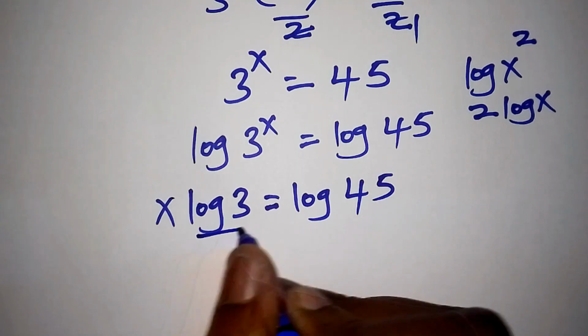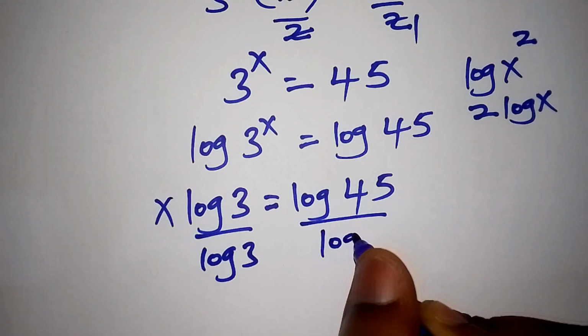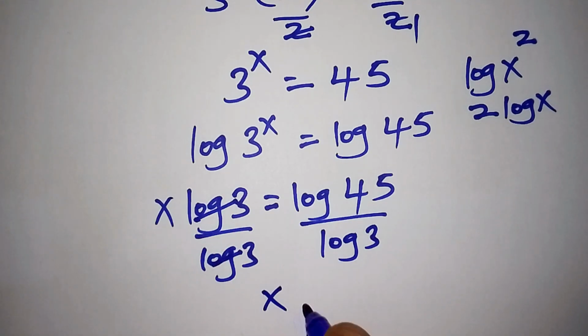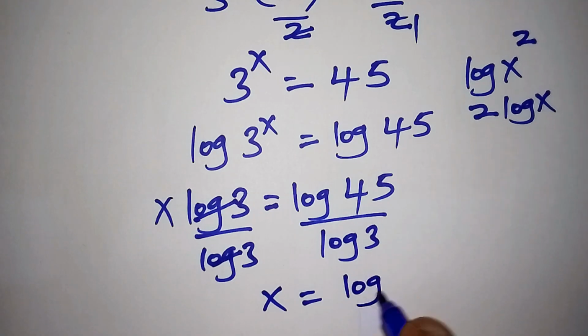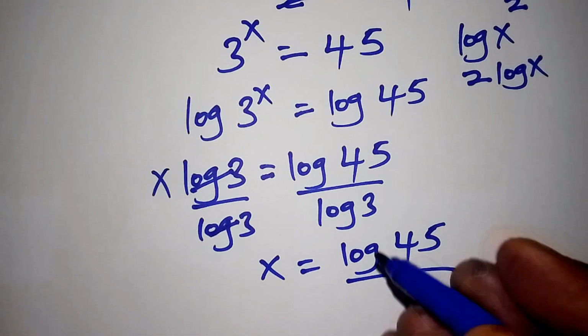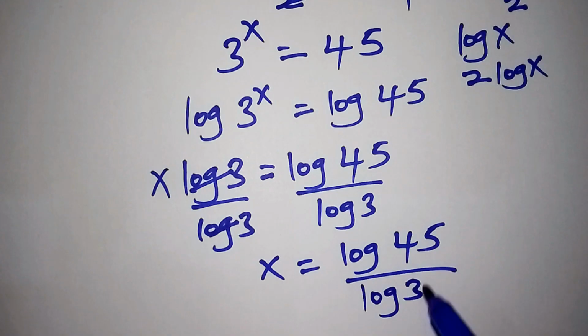Now we shall divide both sides by the log of 3, so that log 3 and log 3 cancel. Now our value for x is equal to the log of 45 all over the log of 3. From there we need to factorize log 45 all over the log of 3.